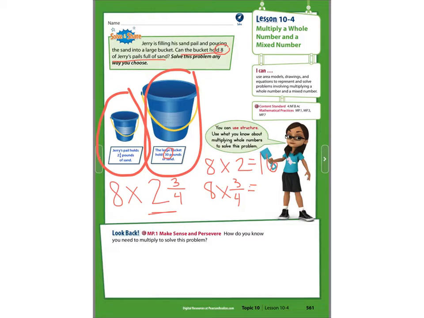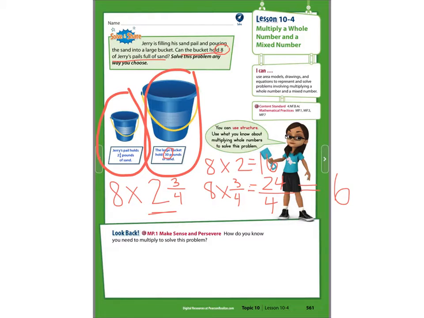When I multiply fractions, I just multiply my numerator. So 8 times 3 equals 24. And my denominator stays the same. The denominator is 4. Now I'm going to change this improper fraction into a mixed number. So I'm going to look at my denominator and think to myself, how many times does 4 go into 24? The answer is that 4 goes into 24 6 times, because 4 times 6 equals 24.